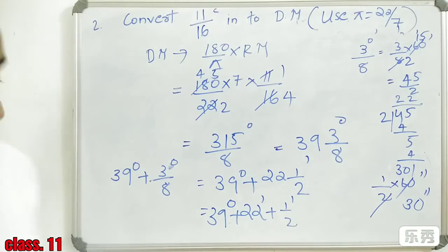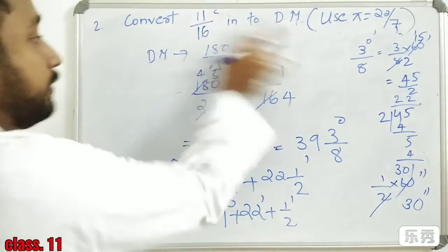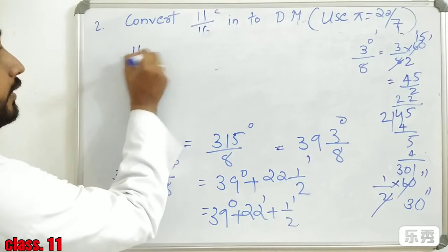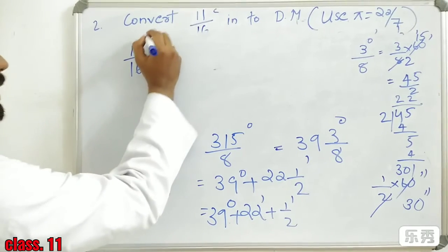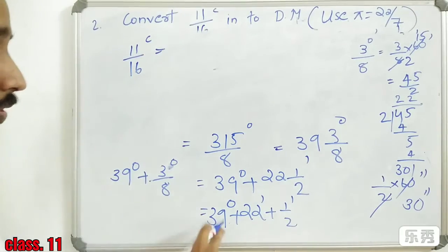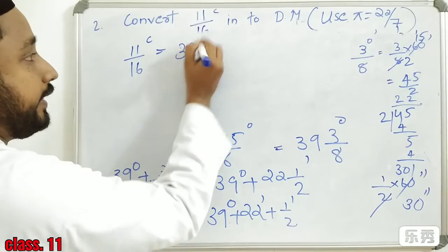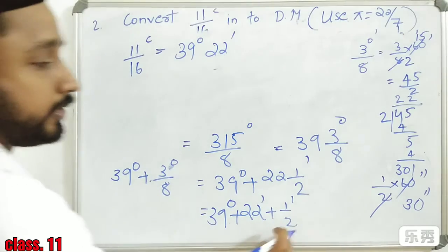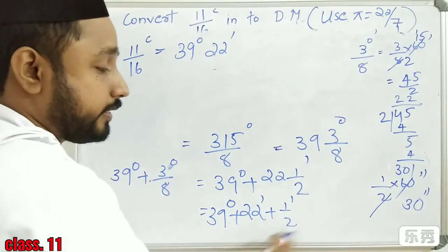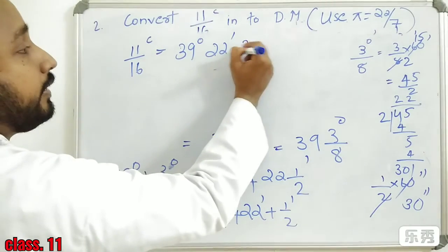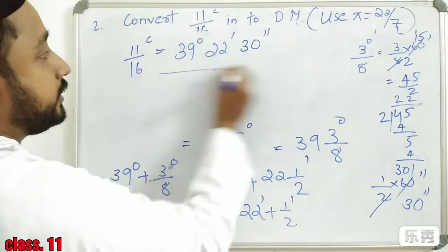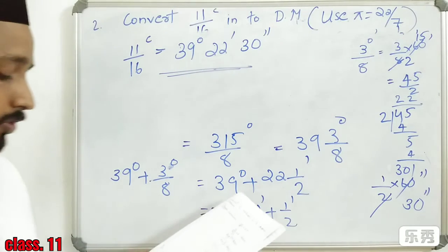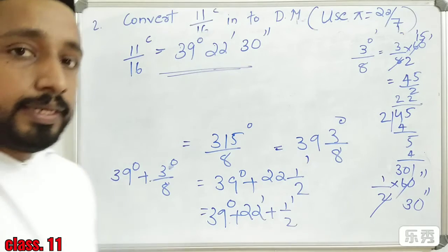So our answer is the degree measure of 11 by 16 radian is equal to 39 degree 22 minutes and 1 by 2 minutes, which is 30 seconds. Therefore we changed 11 by 16 radian into 39 degree 22 minutes and 30 seconds.